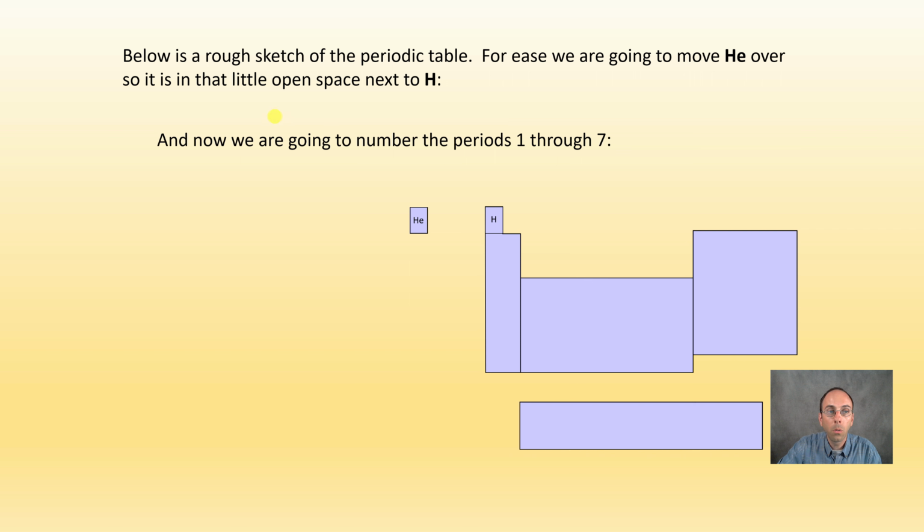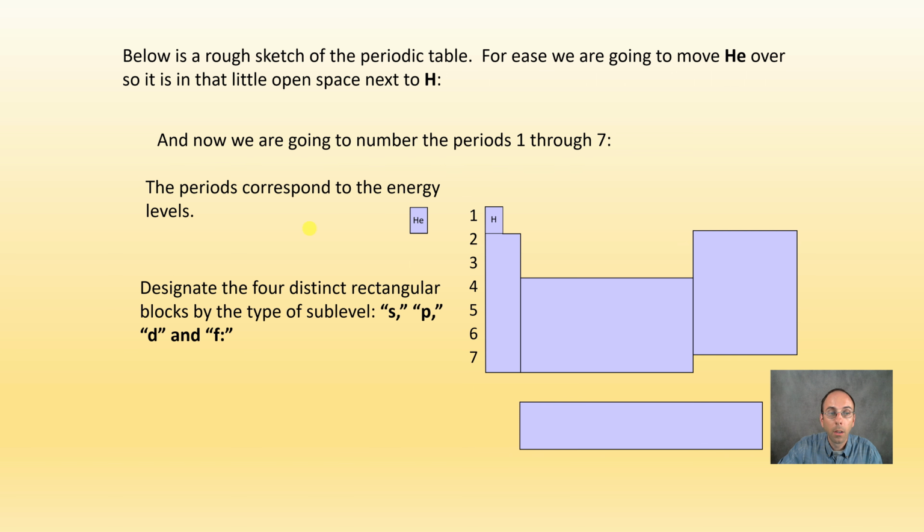As we go through, we're not going to go through periods 1 through 7. Remember, we do have those there, and those periods correspond with the energy levels. The four distinct rectangular blocks designate the type: an S block, a P block, a D block, or an F block, just like I showed you in the previous slide.